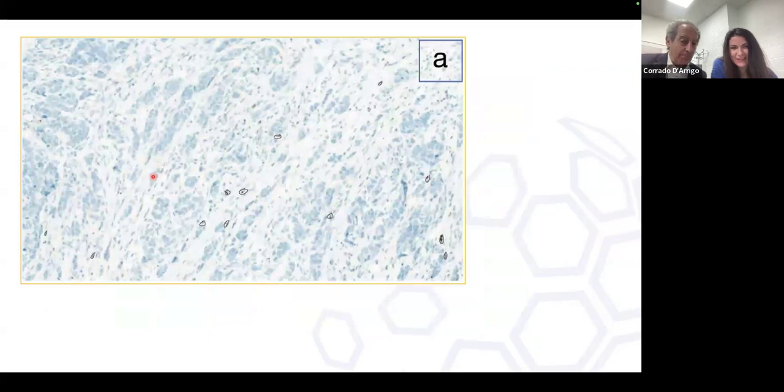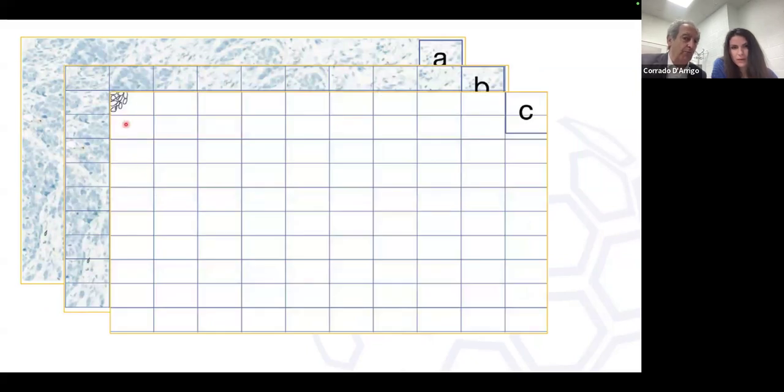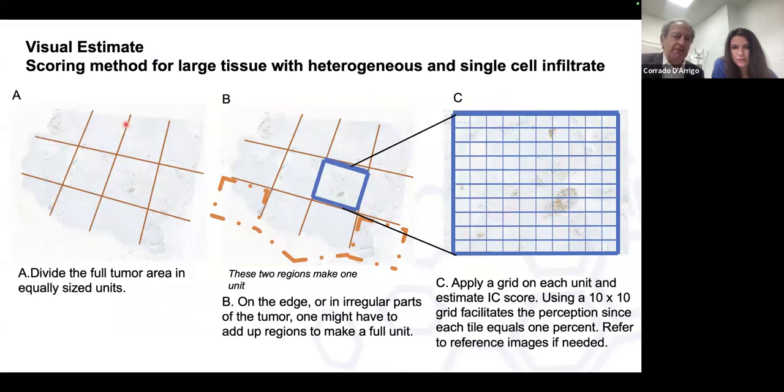And here's another example, much sparser here. Again, grid on top of it, pile them up. This is less than 1%, less than 0.5%. And they produced a nice atlas, which is available online, to give us a little bit of an understanding visually of what is 1%, what is 0.5, what is 2%, etc.